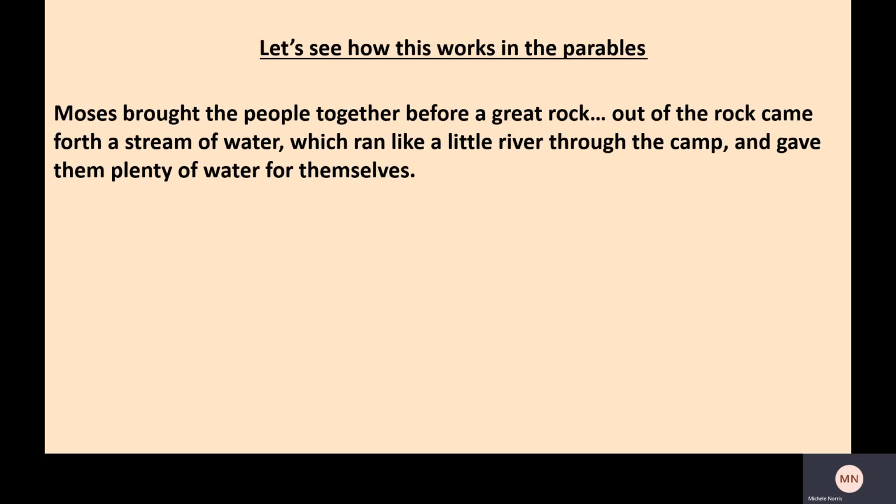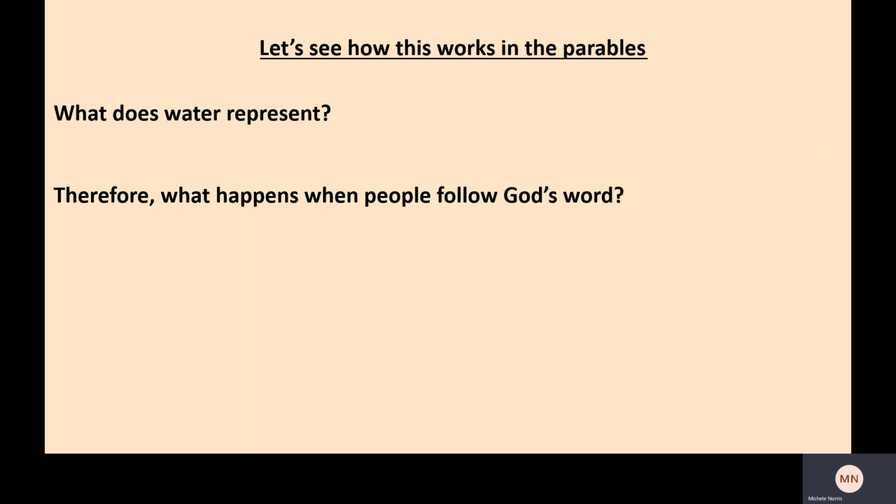Now, let's have a look in a parable. So we've actually got a symbol here. Your symbol would be water. So Moses brought the people together before a great rock. Out of the rock came forth a stream of water, which ran like a little river through the camp and gave them plenty of water for themselves. So thinking about that little section that we've just read, I just want you to stop the video for a moment and just have a think about what you think water might represent.